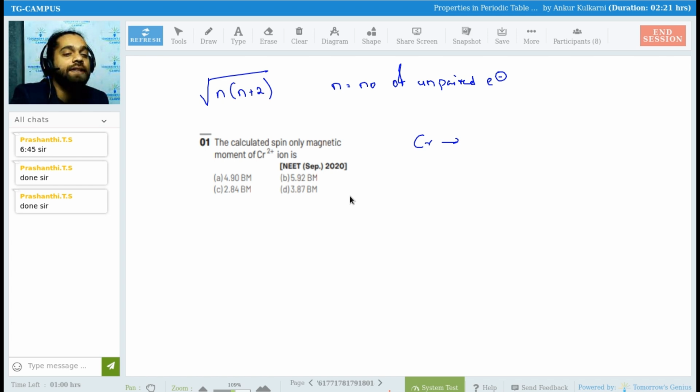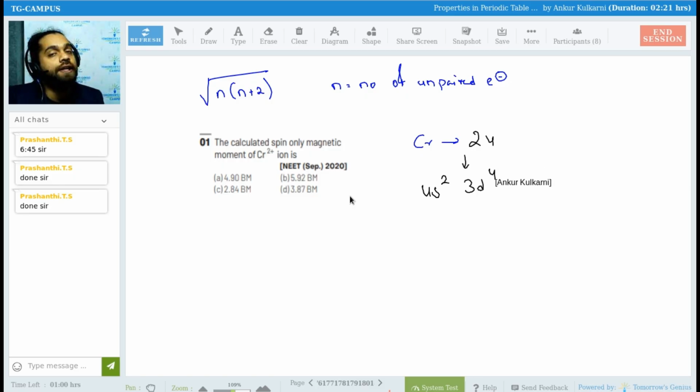It is not 26, Kevin. It is 24. If you write down the valence electronic configuration, it is 4s2 3d4. But what they have told us is you do not have Cr, you have Cr2+. So if I have Cr2+, one electron will jump from s to d, so it is 4s1 3d5 for stability.